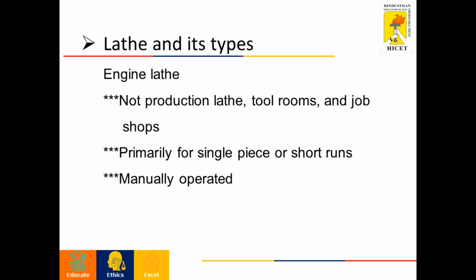First of all, we discuss the engine lathe, which is normally used for tool rooms and job shops. It is not able to do mass production. It is not a production lathe. Mainly we can perform a minimum number of jobs by the use of the center lathe or engine lathe. It is primarily for single pieces or short runs, and it is operated 100% manually, not automated.